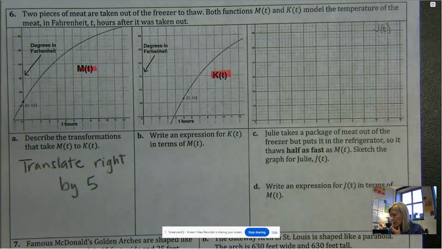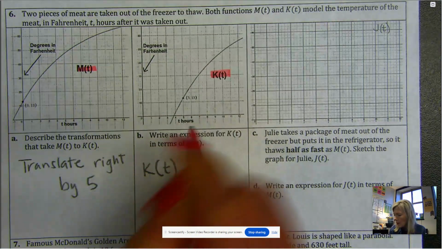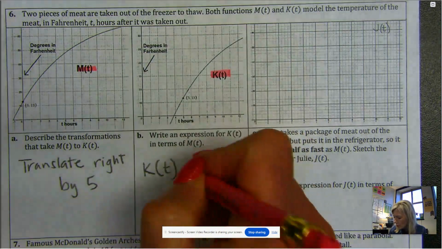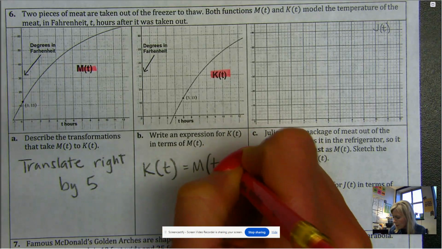Write an expression for k of t in terms of m of t. So to get k of t, again, we have to translate m of t to the right by 5. So m of t minus 5.